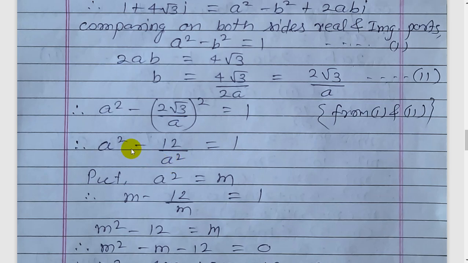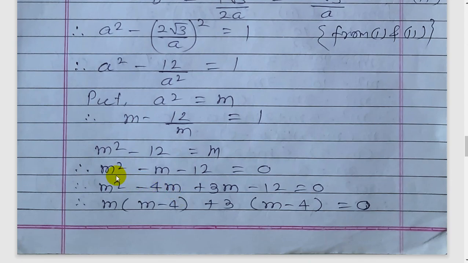Let a square equal to m. Therefore this equation can be written as m minus 12 upon m equal to 1. Multiplying by m on both sides we get m into m, m square, 12 upon m into m, the m's get cancelled, minus 12 only, equal to 1 into m becomes m.